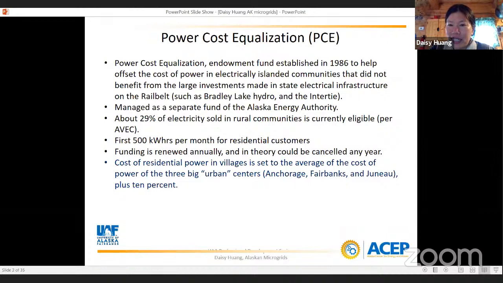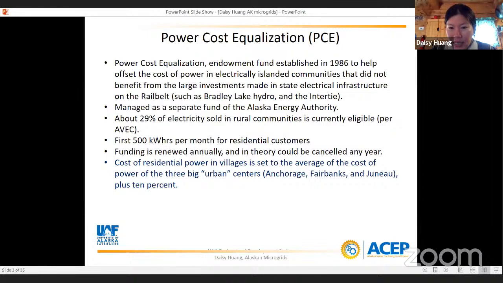Before we get into anything technical, I'm an engineer, I'm not really great with policy or legal issues, but we do need to talk about PCE because that is something that comes up and it impacts the drivers behind whether people want to develop a resource and what it will do for them financially. So power cost equalization was an endowment fund established in 1986.